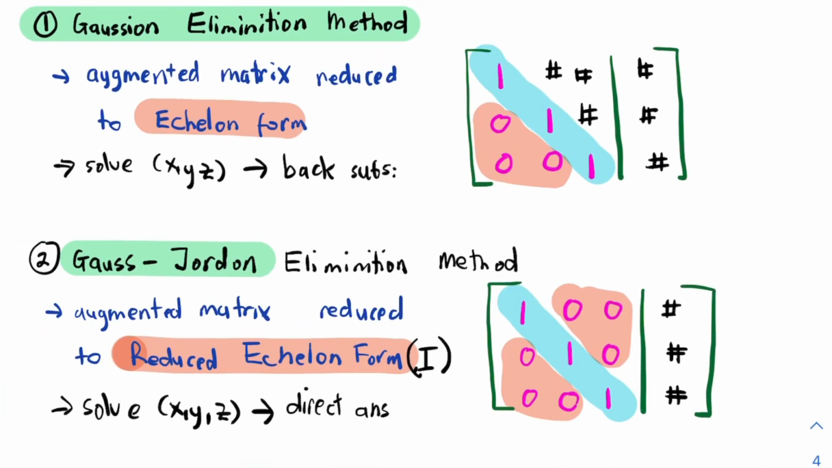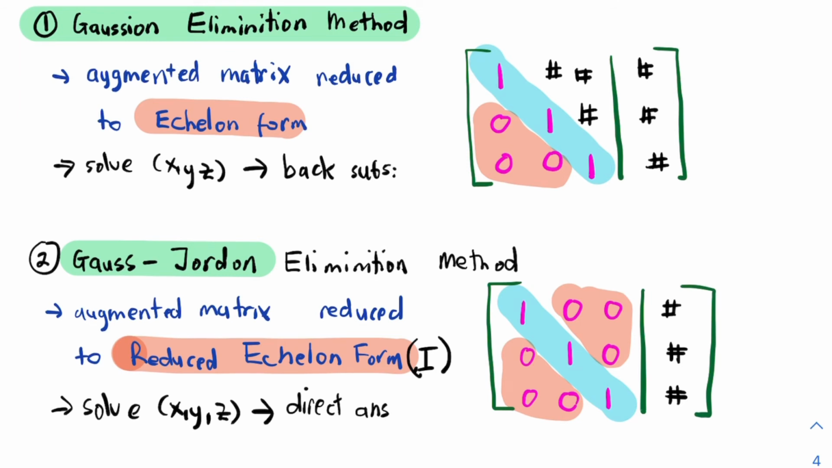So there are two methods that we can follow. The first one is Gaussian elimination method, right, where we want to change our matrix to become echelon form. So what's the meaning of echelon form? This means the number under the diagonal part is all zeros.